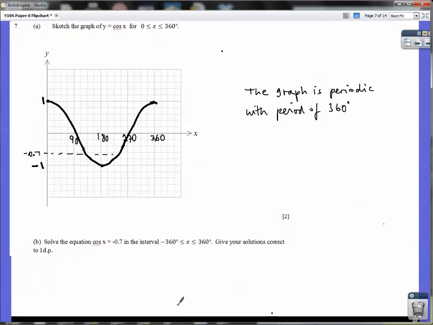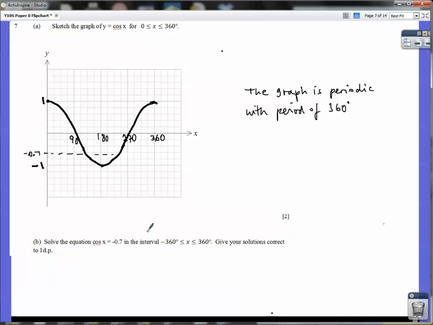You're being asked to solve the equation cos x equals minus 0.7 between minus 360 degrees and 360. Now the graph is between 0 and 360, but you know that if you take your answers between 0 and 360 and then subtract 360 away from those, you'll get the values between minus 360 and 0, because the graph repeats every 360 degrees. So it's like you're taking this graph and sliding it 360 degrees to the left as well, and then looking at what values would be there.